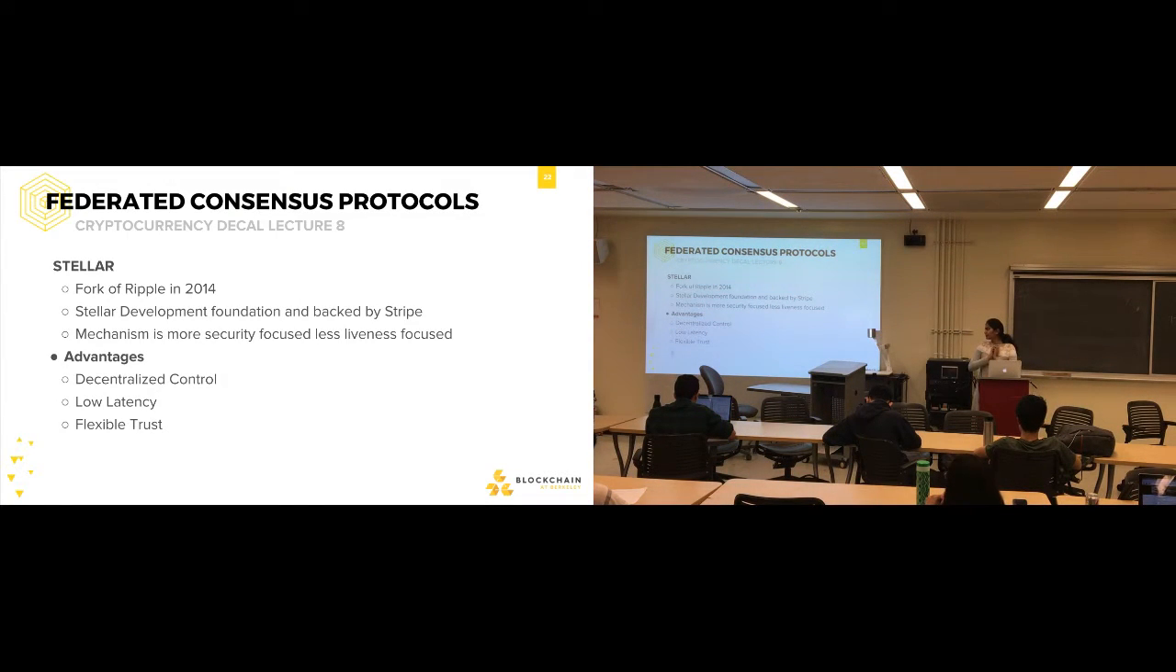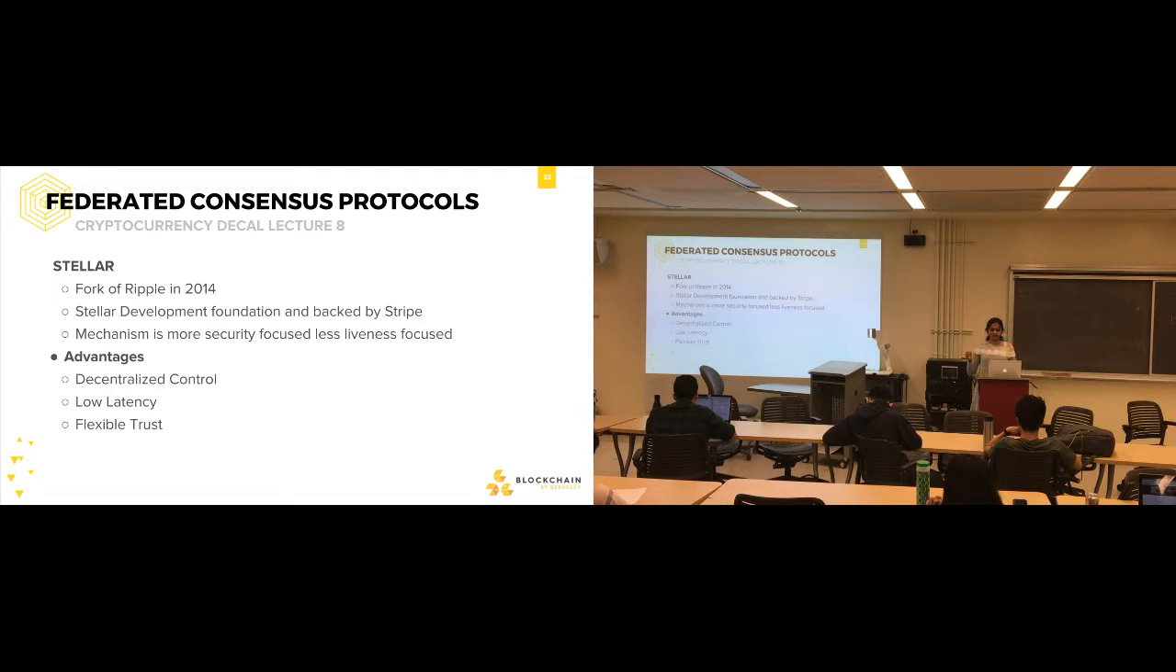Stellar is a fork of Ripple, which started off in 2014. As you recall, Ripple didn't focus that much on safety, which led Stellar to be more stringent about their safety and focus less on their liveness. So Ripple has timeouts. Stellar doesn't have timeouts.